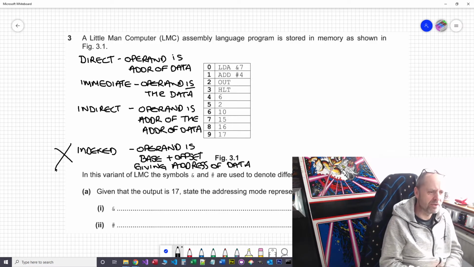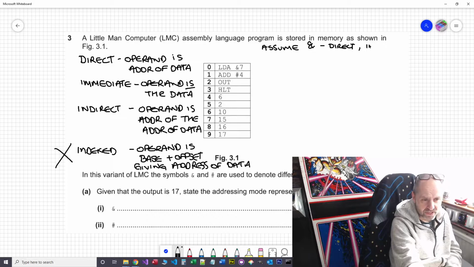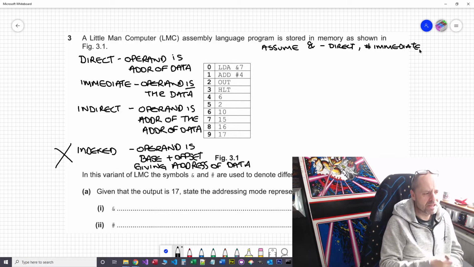So let's assume. I'm just going to pick the first two. That the ampersand is direct. And we'll say that the hash is immediate, because it's just the first two. Hash is immediate. And I'm just going to interpret this code assuming those two addressing modes.